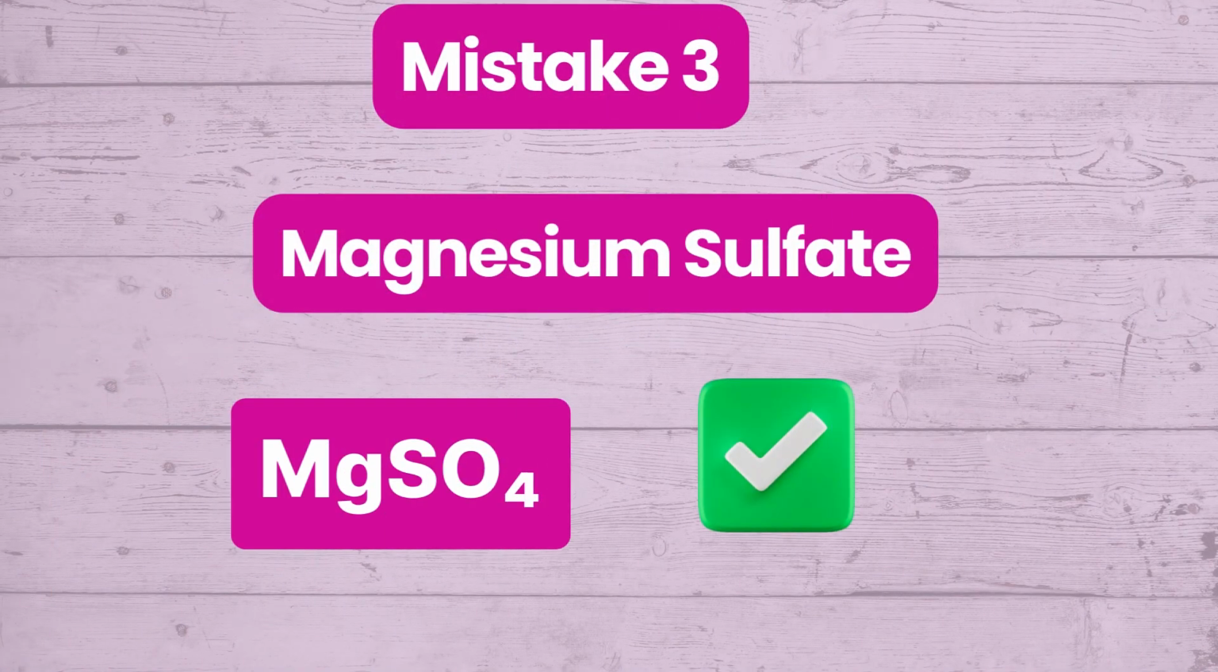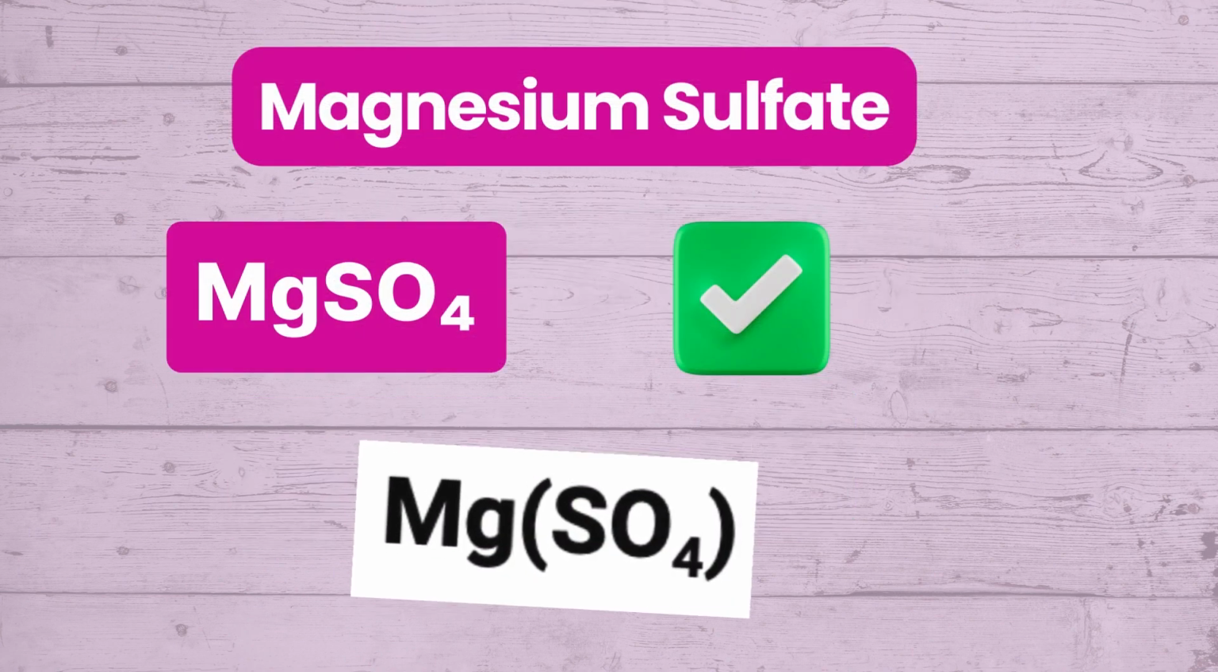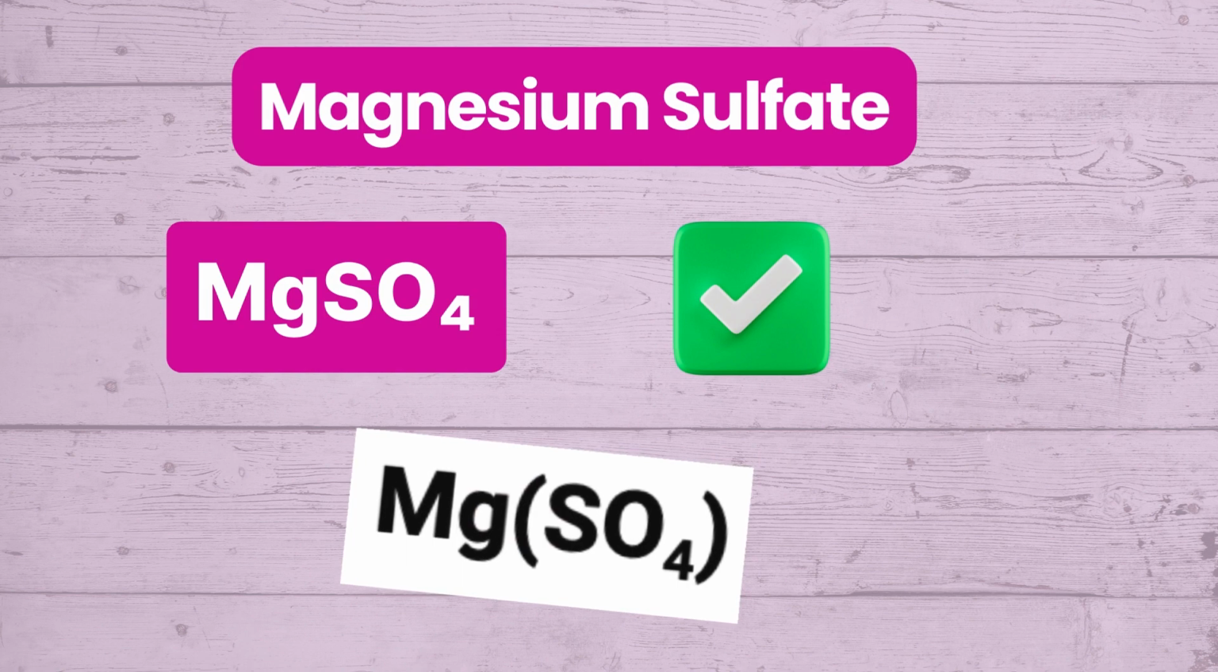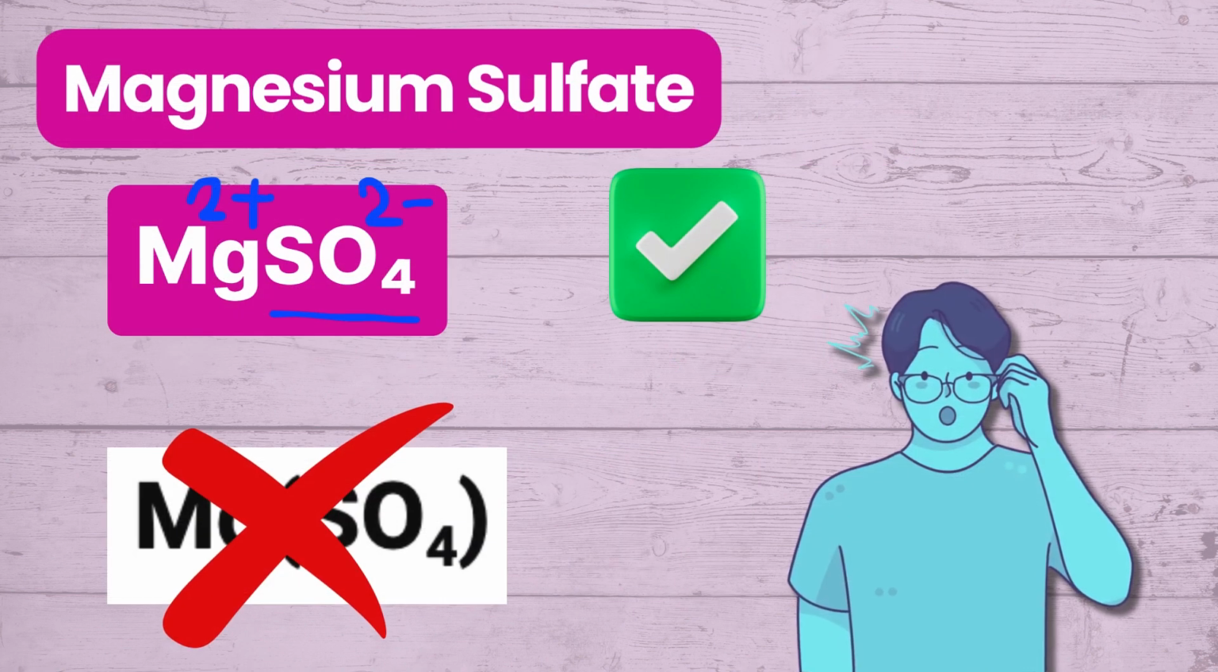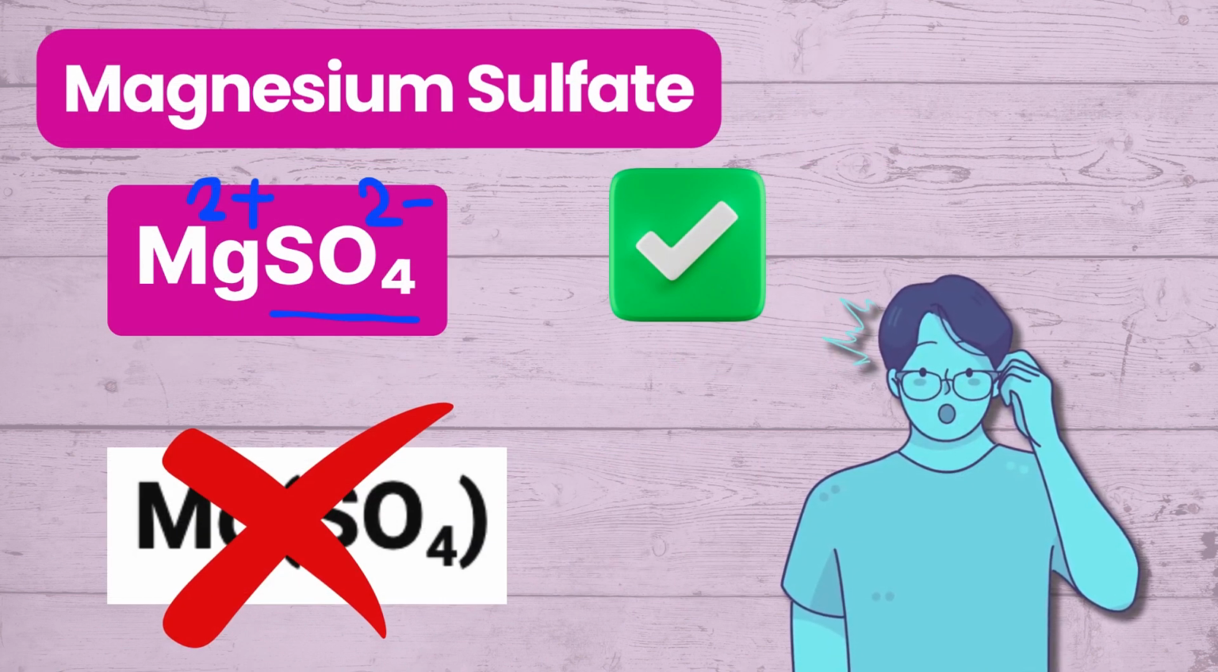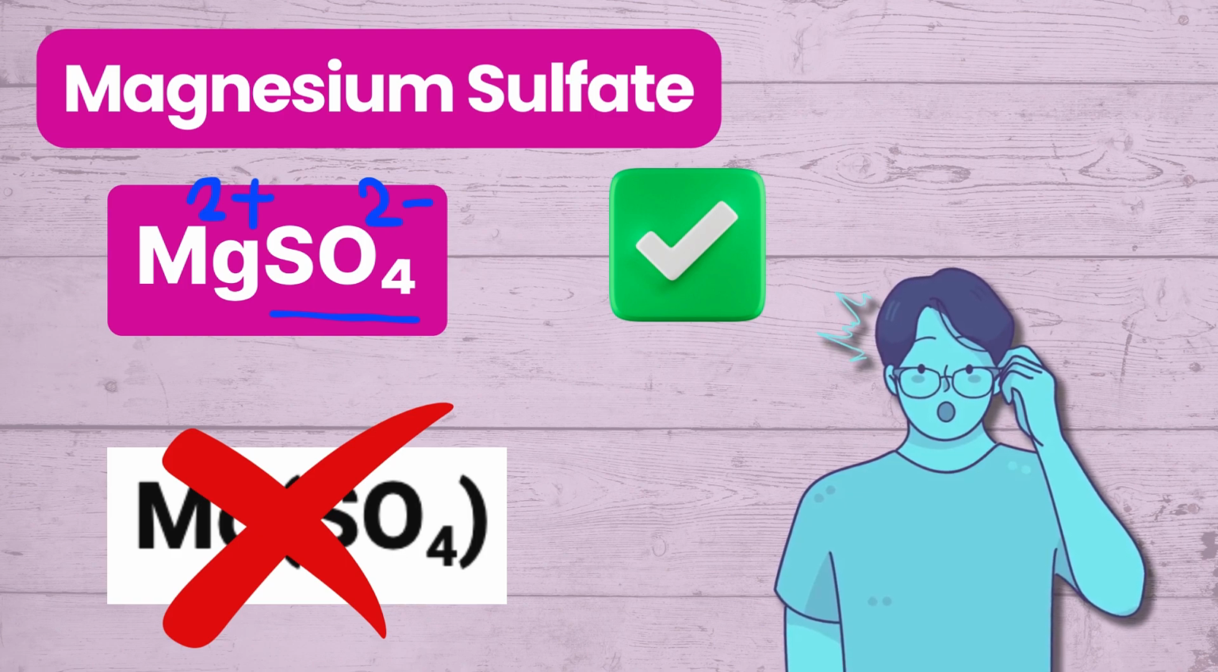Mistake 3. The compound magnesium sulfate is MgSO4. Sometimes students write it as Mg(SO4) in parentheses. It is incorrect to put the sulfate here in parentheses since there is only 1 unit of SO4 2 minus ion here.